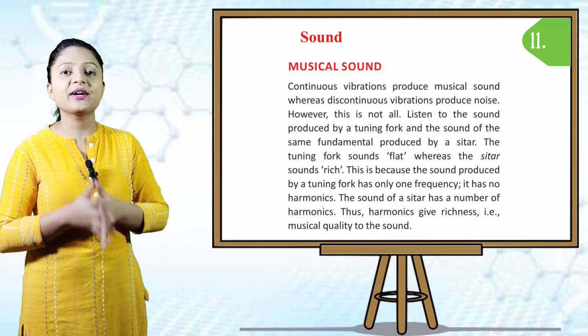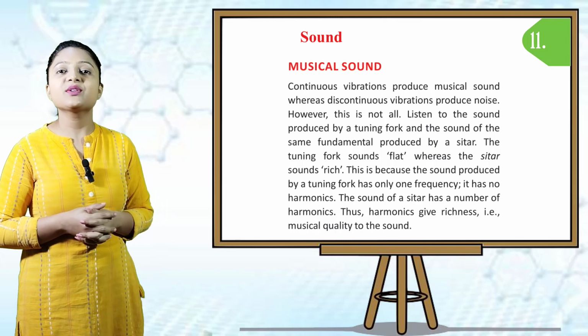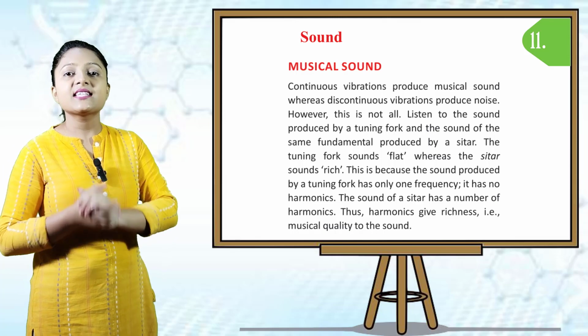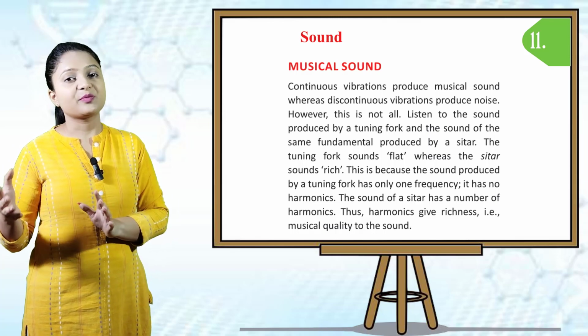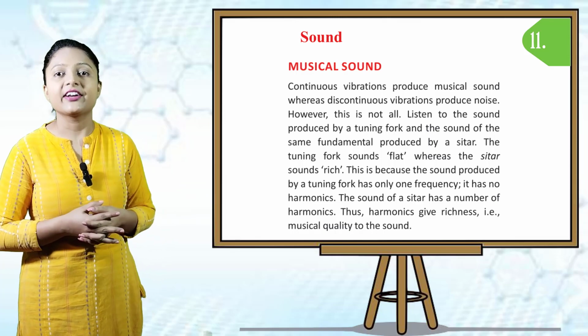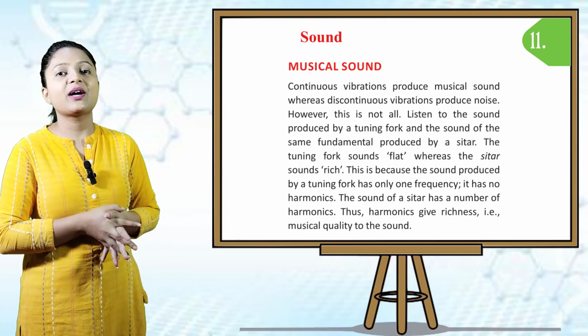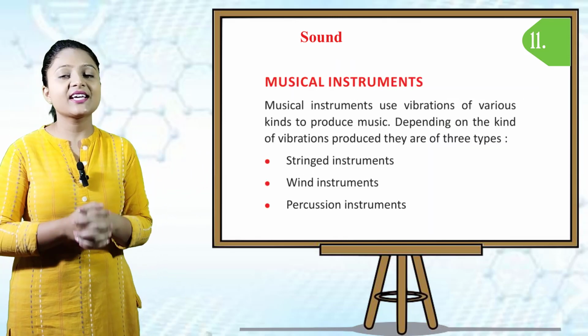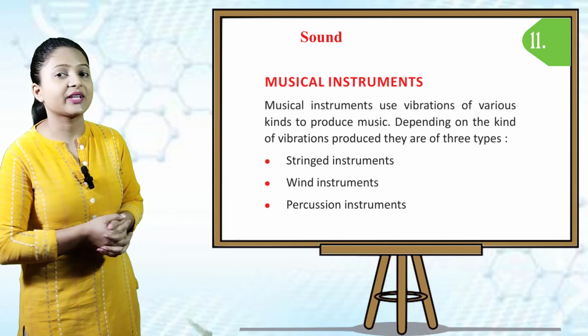This is because the sound produced by a tuning fork has only one frequency. It has no harmonics. The sound of a sitar has a number of harmonics. Thus, harmonics give richness, that is, musical quality to the sound. तो किसी भी साउंड के म्यूजिकल होने के लिए उसके अंदर हार्मोनिक्स होना जरूरी होता है.